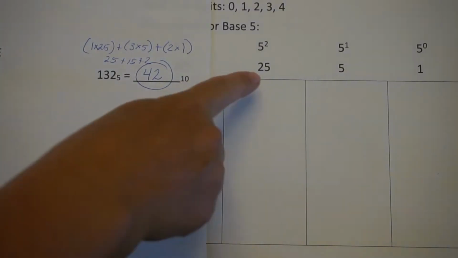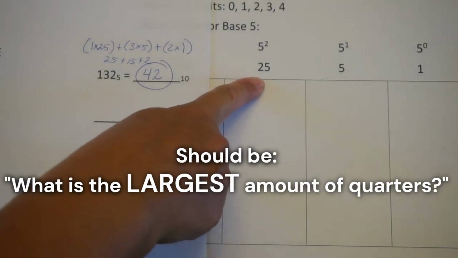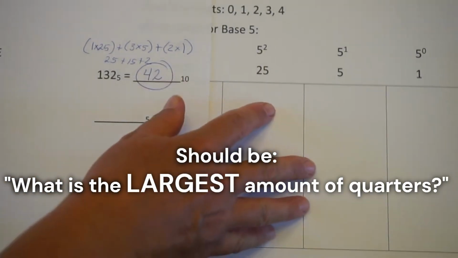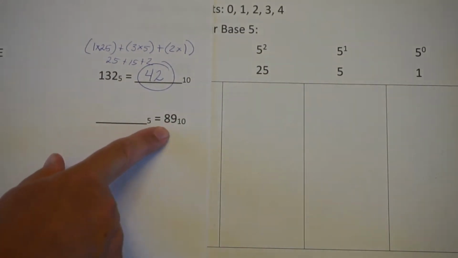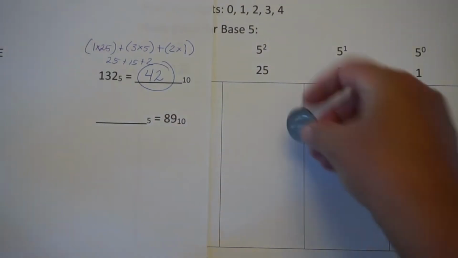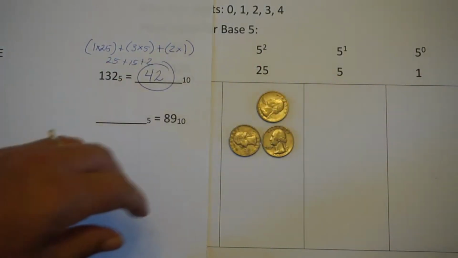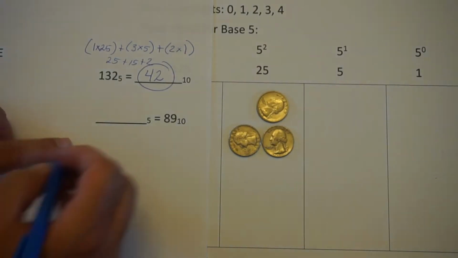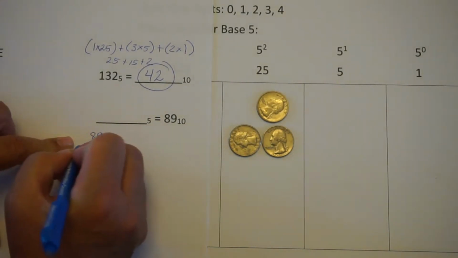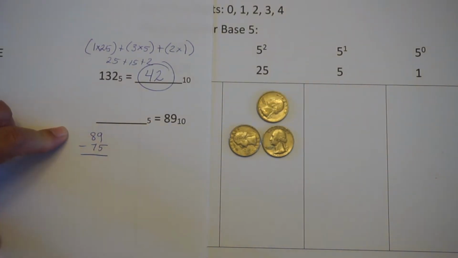So let's see. What's the largest number of quarters I can use to get as close to 89 without going over? Well, I can't use 4 of them. That's $1, that would be 100. But I could use 3 quarters. 3 quarters is going to be 75 cents. Now let's see, how much is left? Let's write it over here. 89 minus 75, if I do the subtraction, says I need 14 more. I need a value of 14 more cents.